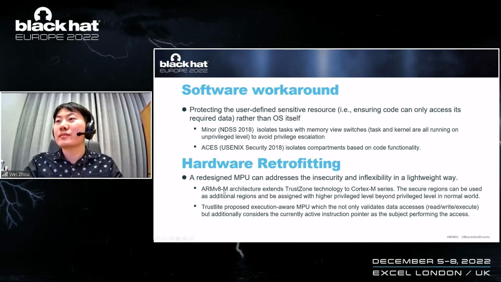Also, a redesigned MPU would be better and can address this problem fundamentally, but it will require new hardware. And also we can use TrustZone, which provides the TrustZone extensions. We can also use the secure region for additional ranges to assign more MPU ranges at the privileged level in the secure or the normal world. And also some new hardware architectures provide a new MPU, which not only validates the data access, but additionally considers the current active execution point as the subject to perform the access.